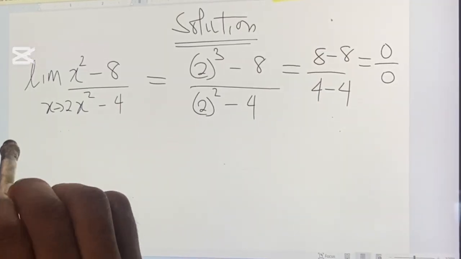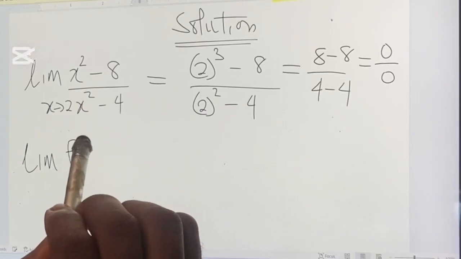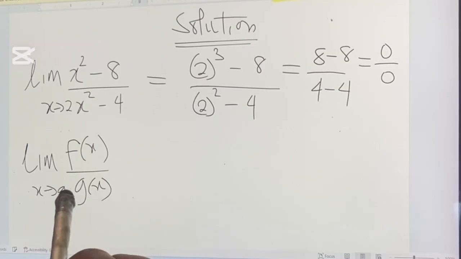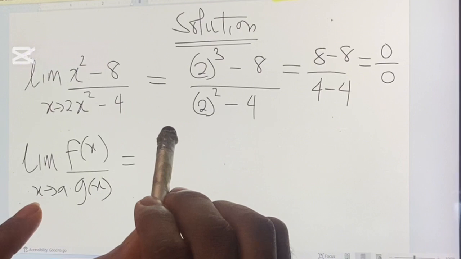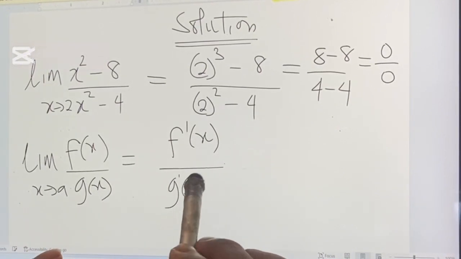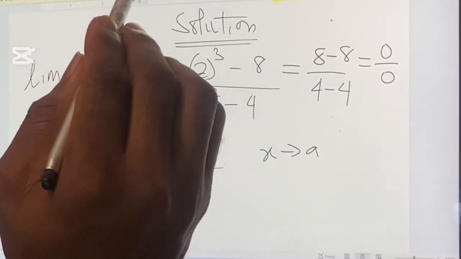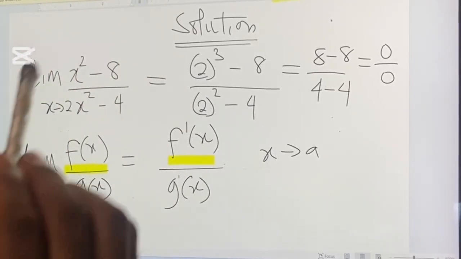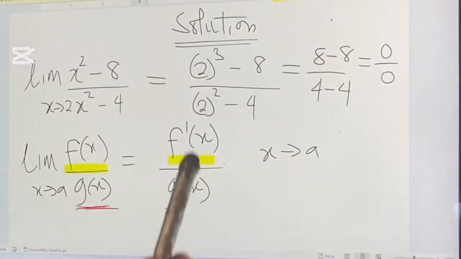It states that if you have the limit of f of s over g of s as s tends to a, to evaluate this limit, if the limit is indeterminate, the limit will be f prime of s over g prime of s as s tends to a. So what does it mean here? It means that you differentiate what is at the top here, you will have this. Differentiate what is at the bottom separately, you will have this here.